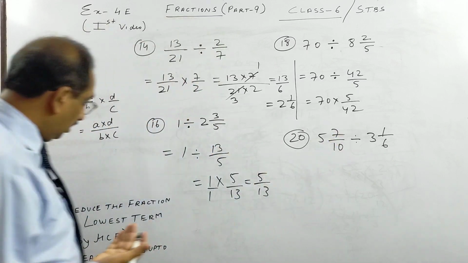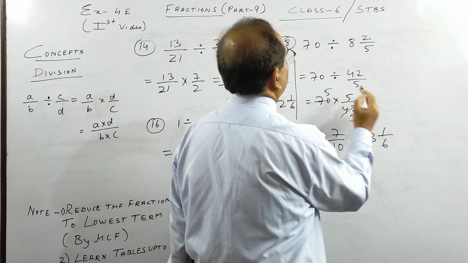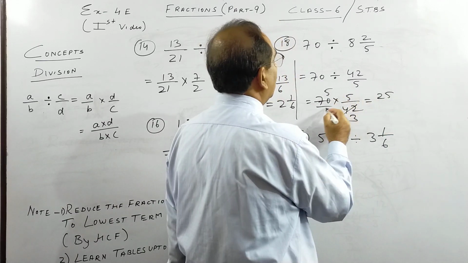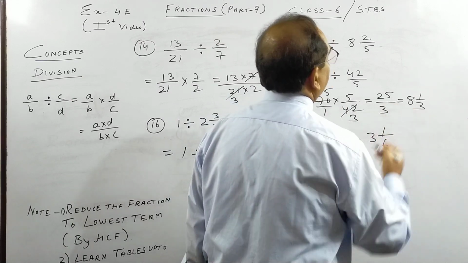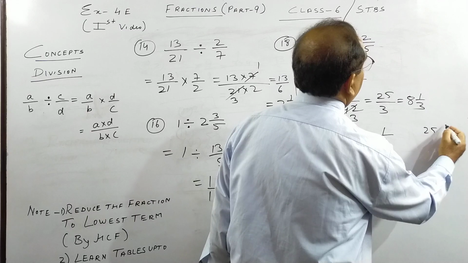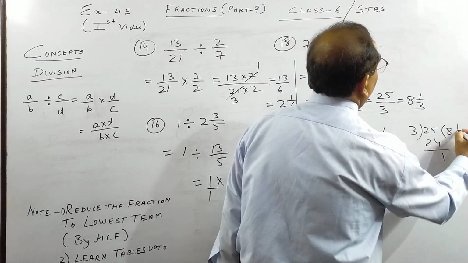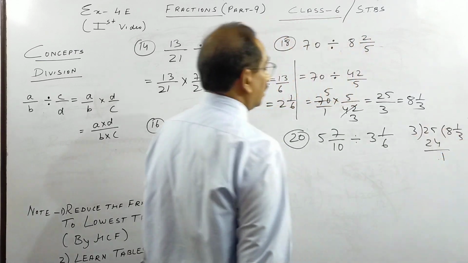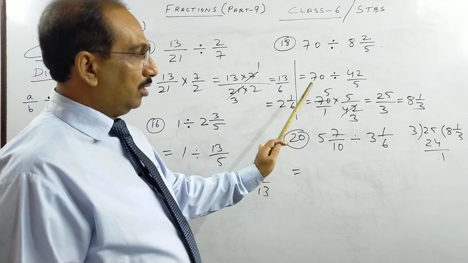Therefore you should know the tables. 14 3s are, 14 5s are. So we get 5 into 5, 25, numerator with numerator, and we get this. If you convert, it is 8 1 by 3. So 25 by 3, if you divide, 8s are 24. Remainder goes up and the divisor comes here. So you can pause or play back and see.